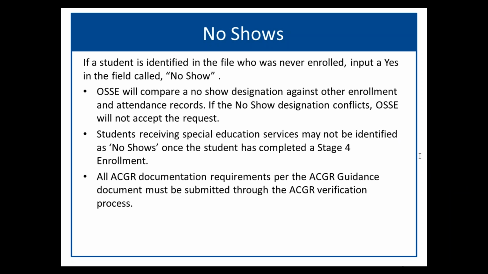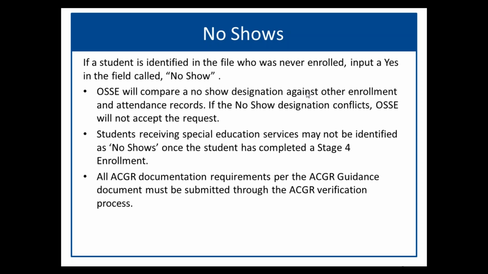No-shows. A no-show means that a student never arrived at your LEA or at the school to receive educational services. If a student is identified in your file who was never enrolled, put a yes for that student in the field called no-show indicator. This is a little bit tricky because we need to make sure that the no-show data is valid. The reason the student is showing up in your file is because an enrollment record, a Stage 5 enrollment record, was transferred from your student information system to SLED.